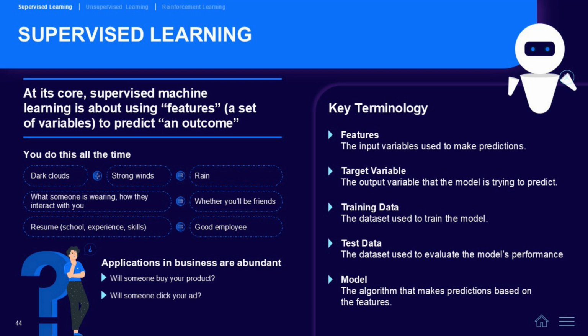In this slide, we are taking a high-level view of supervised learning in machine learning, focusing on the fundamental concept of using features to predict an outcome. At its core, supervised machine learning involves using features, which are the input variables, to predict a target variable, the outcome we are interested in. This process is akin to what we do in everyday life. We observe various factors, features, and predict outcomes based on these observations.